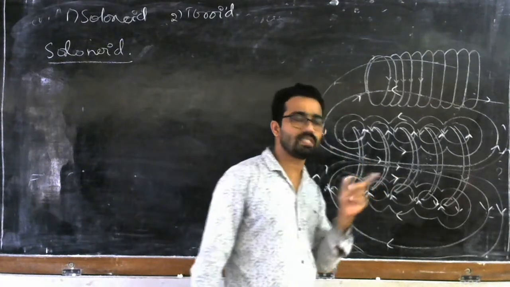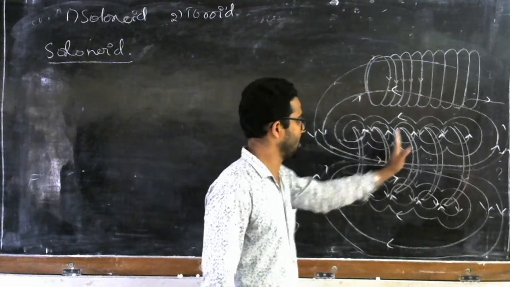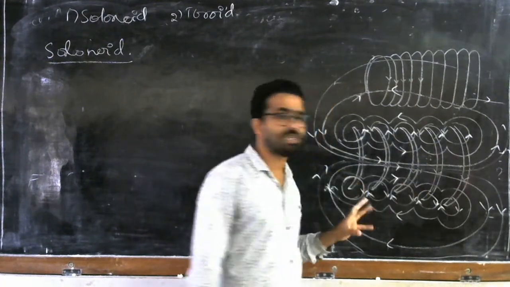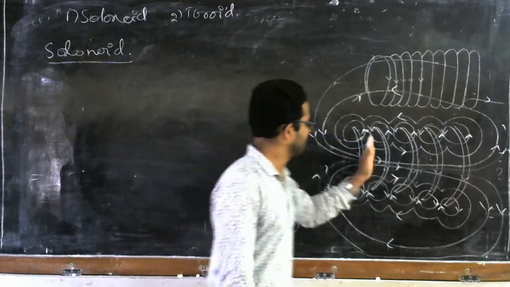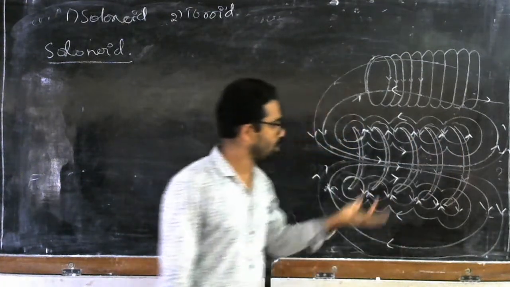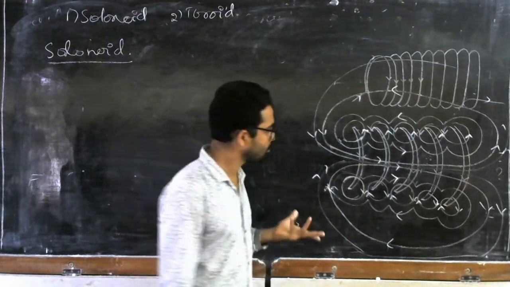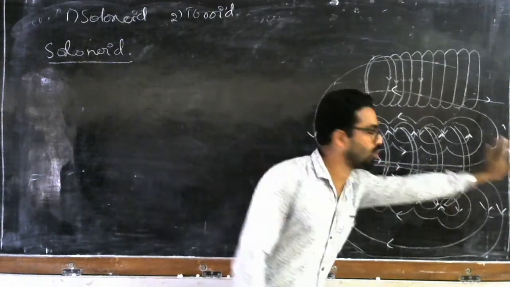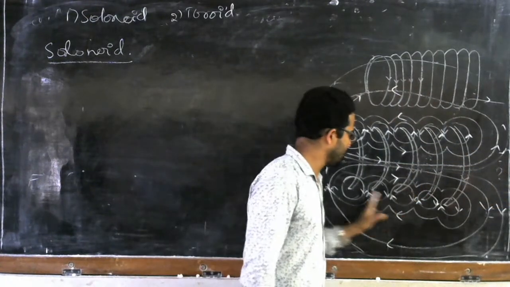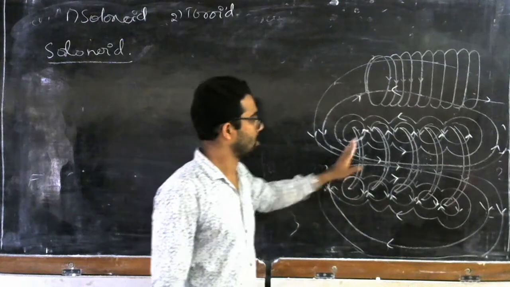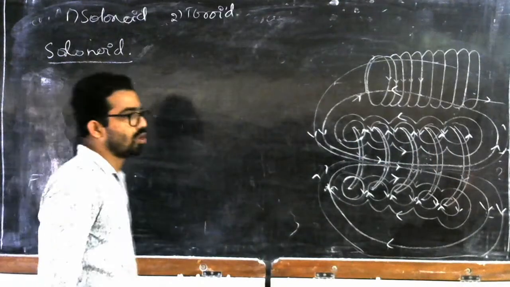What I told you is there are a number of turns. Let me say this is the first turn, second turn, third turn. Each turn can be considered one circular loop, and each turn will produce a magnetic field at the center or some other places. So the net magnetic field of the whole solenoid is a vector sum of the magnetic fields contributed by all these turns. That is called a solenoid.